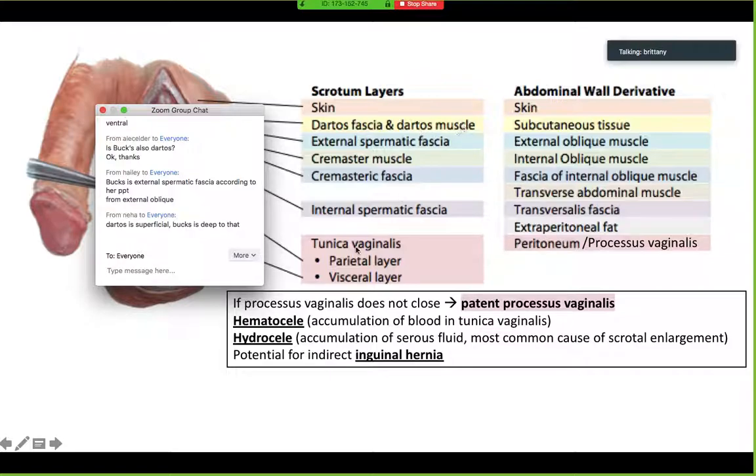All right, and then down here, just a little bit of development. So if the processus vaginalis does not close, you get what's known as a patent processus vaginalis. And then you can have a hematocele, which is accumulation of blood in the tunica vaginalis, or a hydrocele, which is an accumulation of fluid. And also you have the potential for an indirect inguinal hernia. I don't remember being tested on this last year, but just in case.